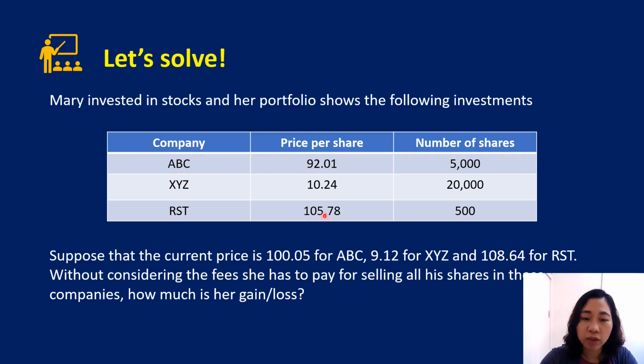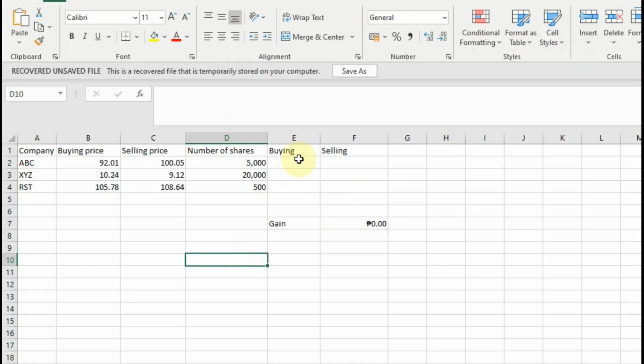Next, Mary invested in stocks, and her portfolio shows the following investments. Suppose that the current price, so this price per share here refers to the price when she bought the shares in this company, and then you now have a current price. Without considering the fees she has to pay for selling all her shares in the company, how much is her gain or loss? Okay, so assuming we do not have any broker's fee. Okay, so let us now compute that. I have here an Excel file. So it will be easier if we use Excel instead of using our calculator.